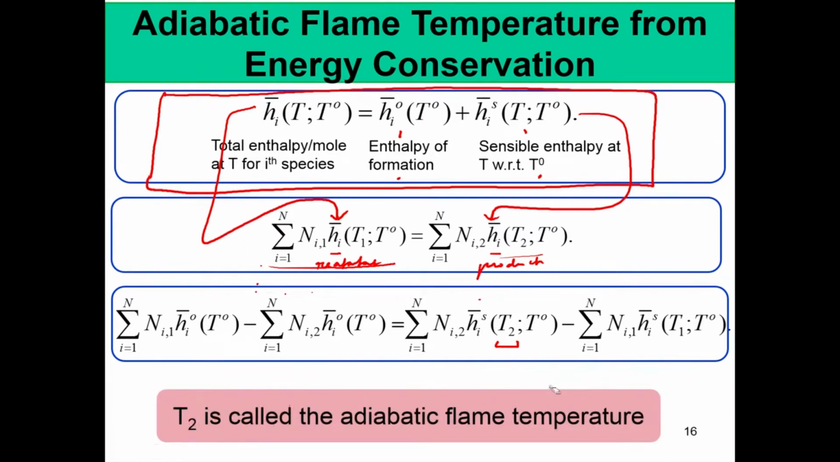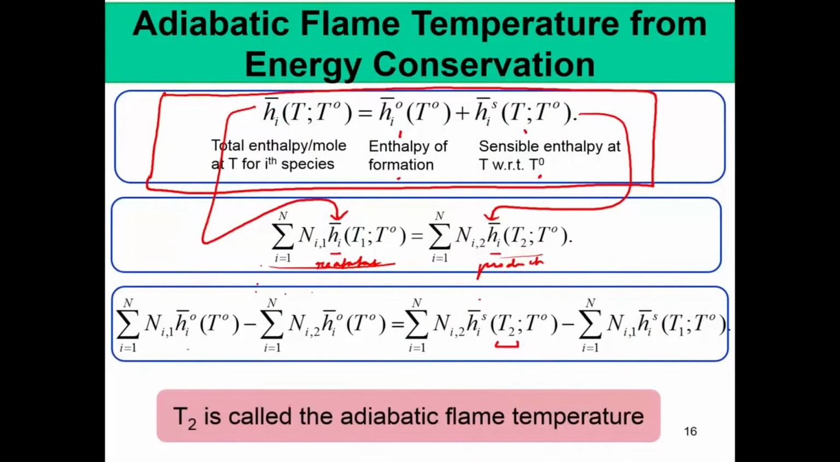Okay. So, you see the thing, the reactants have a lot of enthalpy of formation, whereas they did not have too much sensible enthalpy because they can be at a reference state itself, whereas the products have small enthalpy of formation, but very large sensible enthalpy. The sensible enthalpy is large because it is a function of temperature, and that temperature to which it has been raised, at which this sensible enthalpy has been realized, is called the adiabatic flame temperature.